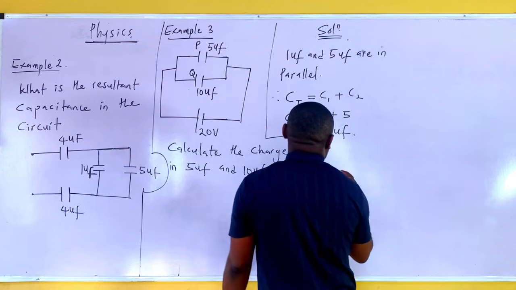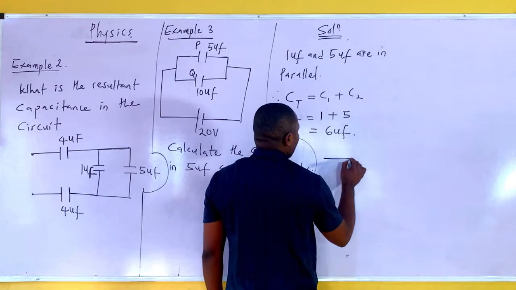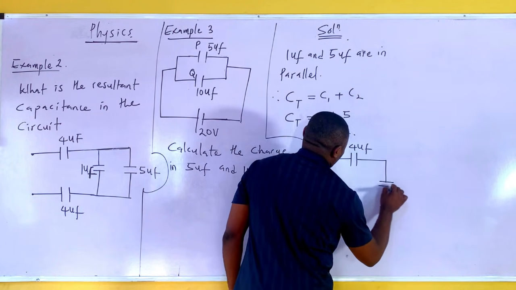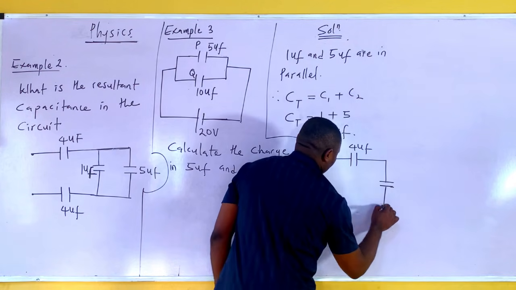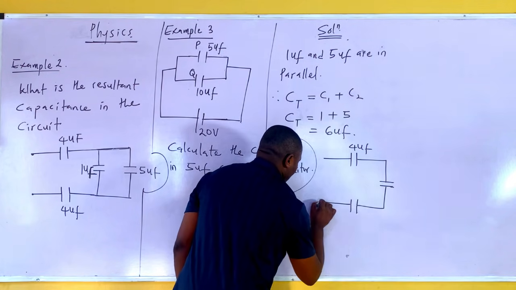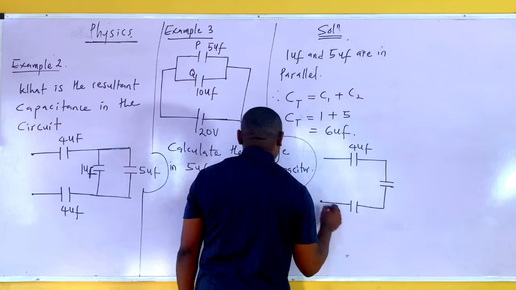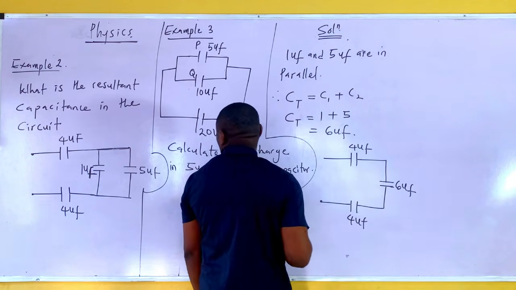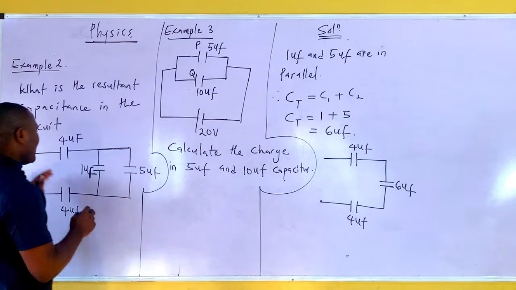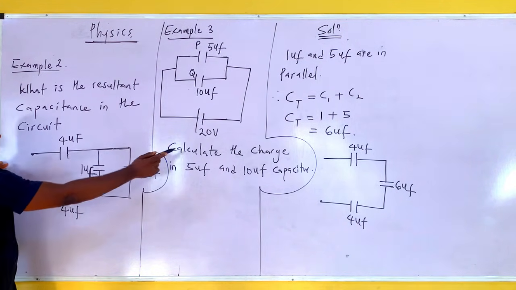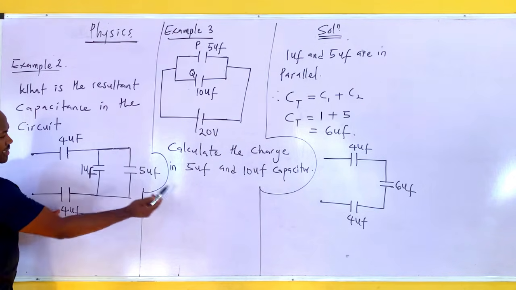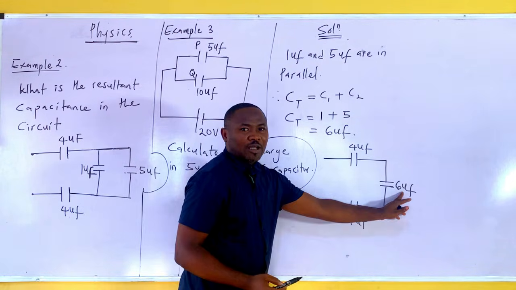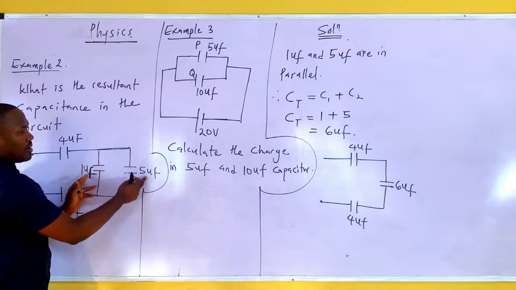What is now my new circuit? My new circuit will be something like this. This is my new circuit. Now remember, this is 4, you see there. This is 4 again, you see there. Then this place has been stringed to 6. I've calculated it because these two are in parallel to give me that.